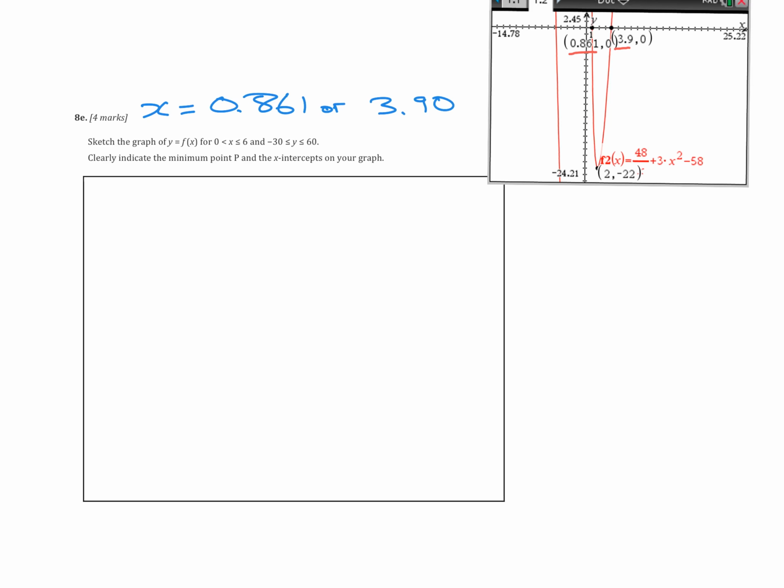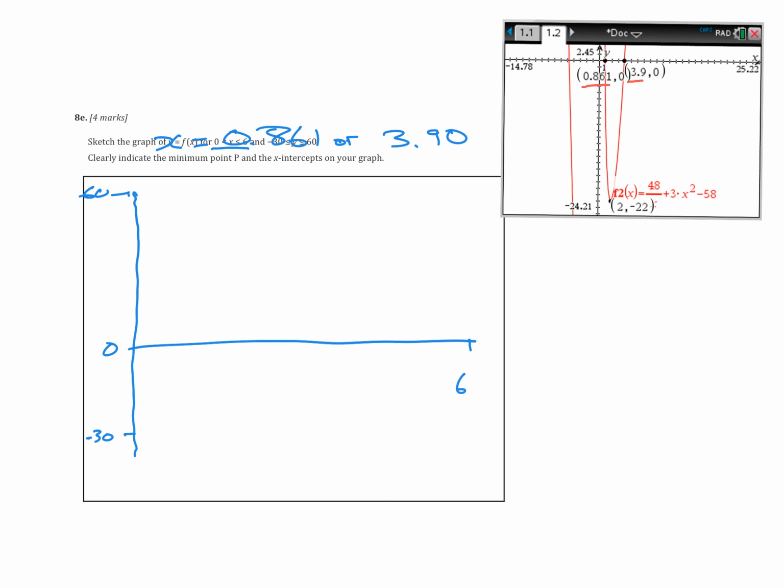Now what's interesting here is it's only asking for this domain from 0 to 6. So from 0 here to 6 here, and our y goes from minus 30 up to 60. So if I call that 60, and that could be minus 30, this is 0, and what we need to do is see if we can make it look like this. So what's happening is it's coming down. I'll do it in green, shall we? It's coming down.